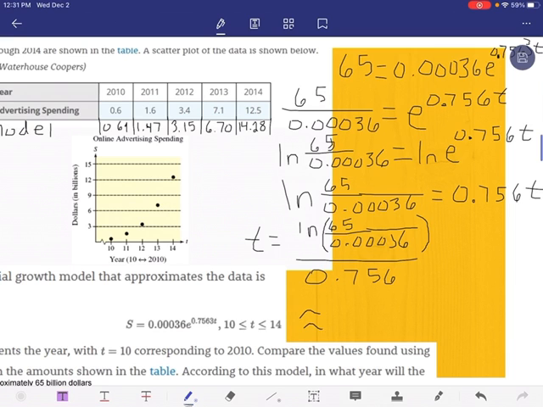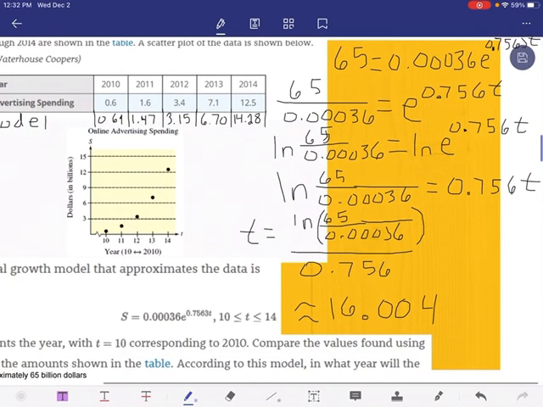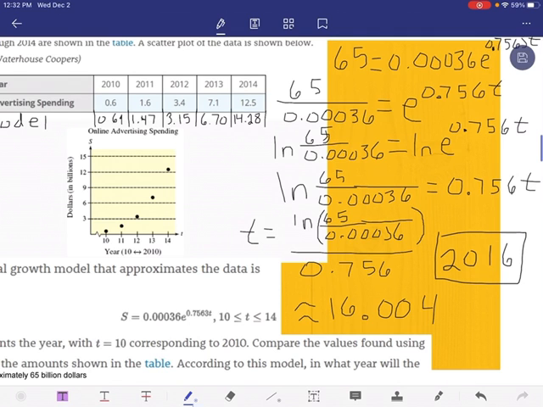Now if we plug it in to our calculator, we're going to get approximately 16.004. Now, if we recall, remember that that doesn't equal the year 16. That's going to equal 16 years after 2010. So this is going to be 2016. And so that would be our final answer.